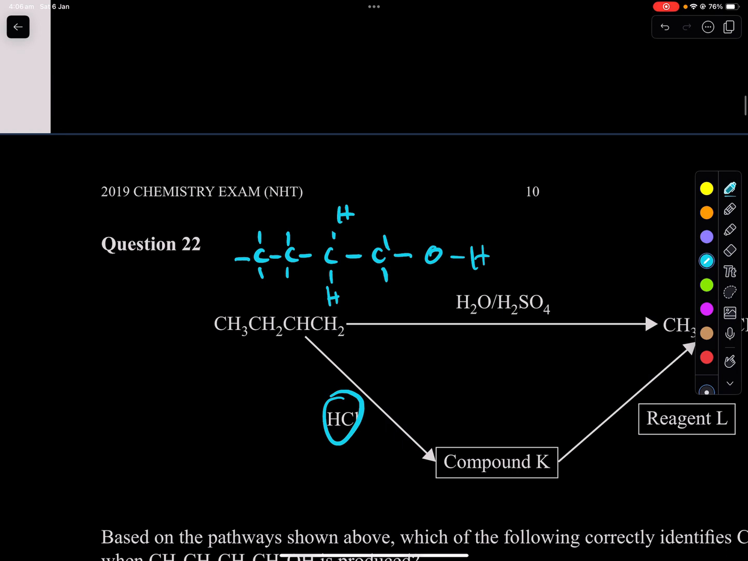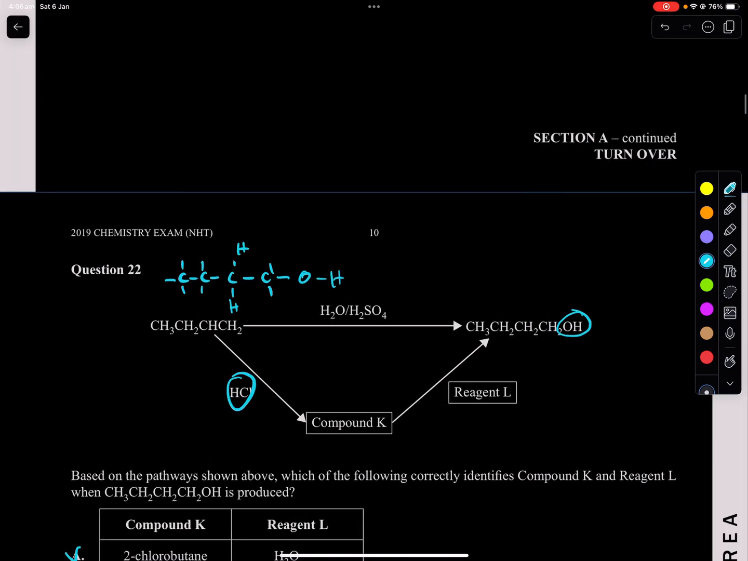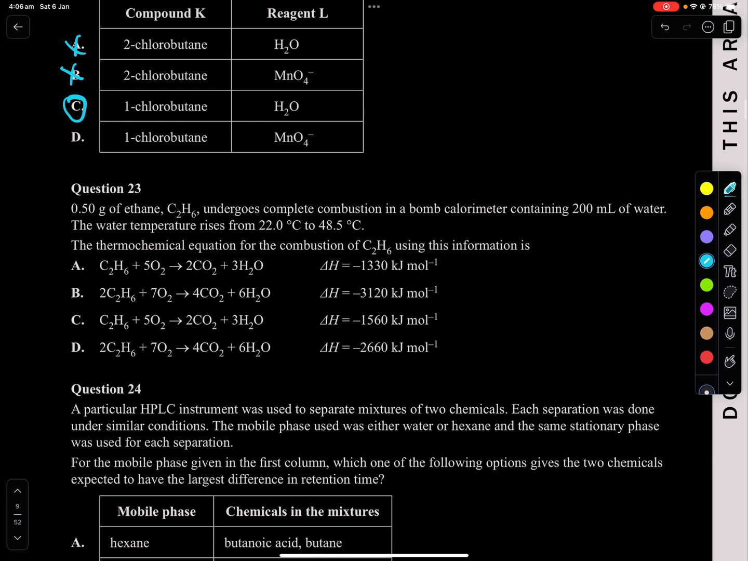That's 22. So the next question. All right, 23. It says 0.5 grams of ethane undergoes complete combustion in a bomb calorimeter containing 200 milliliters of water. The water temperature rises from 22 to 48.5. The thermochemical equation for this combustion is this. Using this information is what?